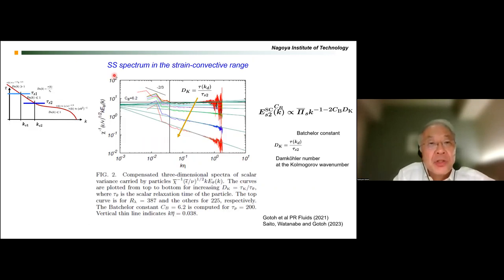Finally, supersaturation spectrum for the very short supersaturation phase relaxation time and short value of Kolmogorov time. So when Damkohler number becomes larger and larger, the spectral slope becomes steeper. This is also consistent with the DNS.